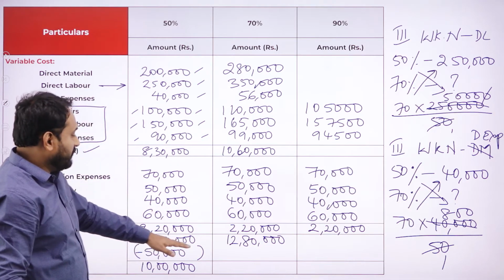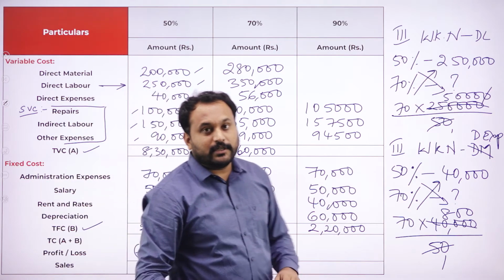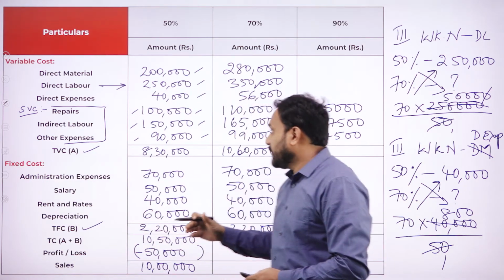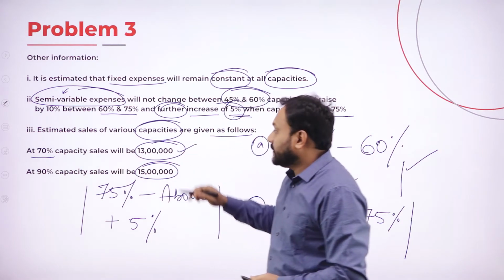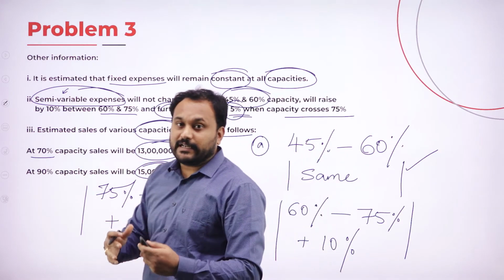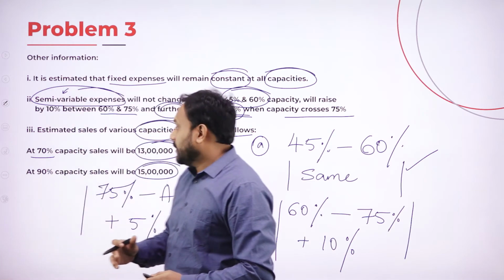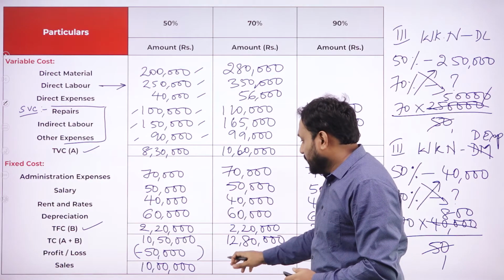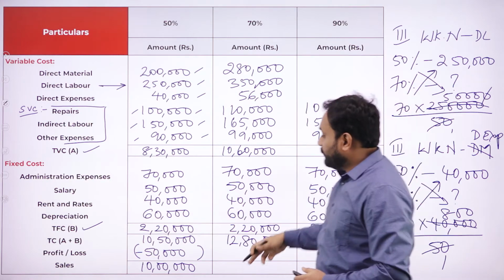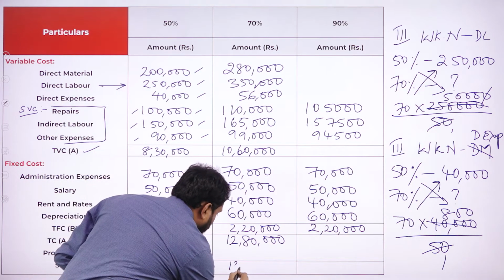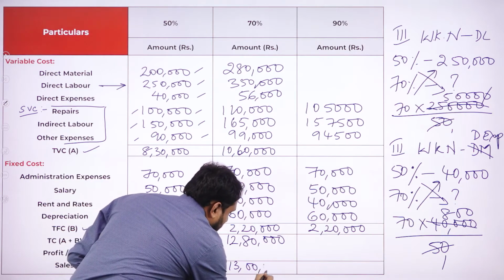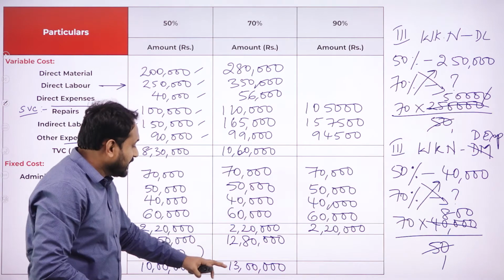Now, what is the profit or loss, or what is the total sales estimation? Now we need to go back. 70% capacity, sales will be how much? 13 lakh. Again, how much is it? 13 lakh is what we are getting. So that means here, sales at 70%, we are supposed to write how much? 13 lakh is what we should write here. So we'll get 13 lakh. 13 lakh is a sale.